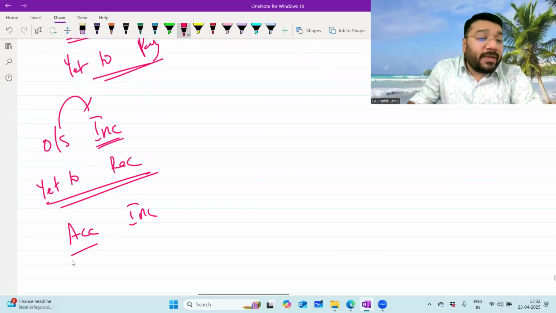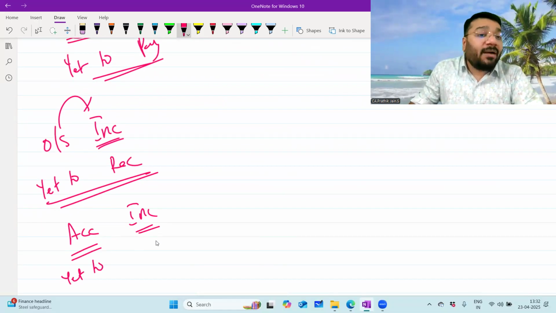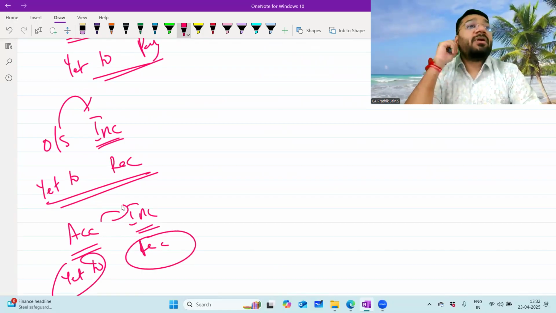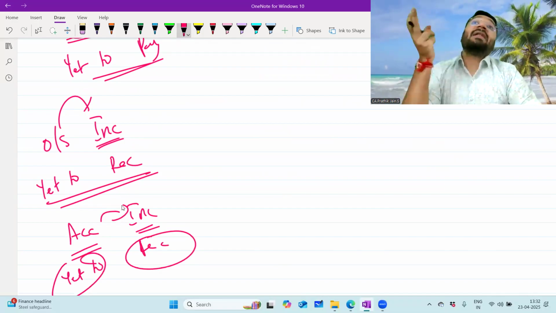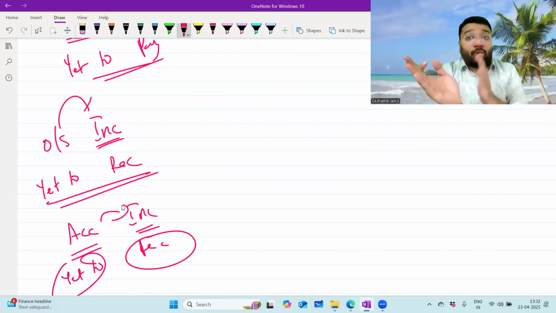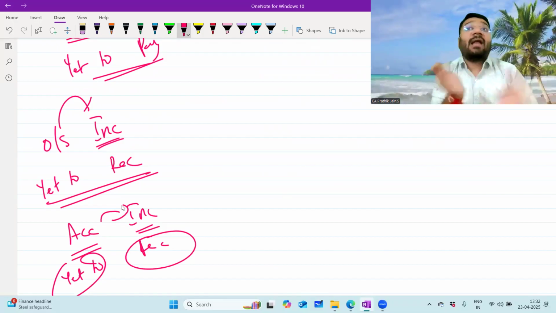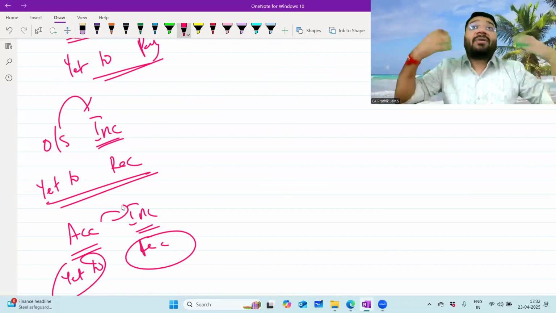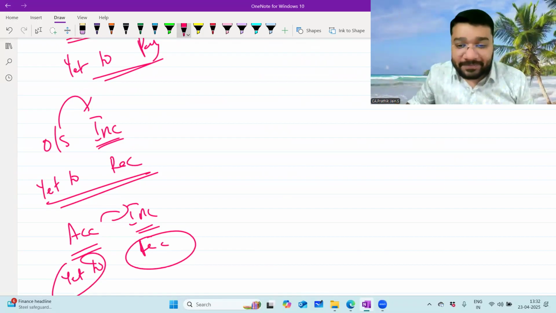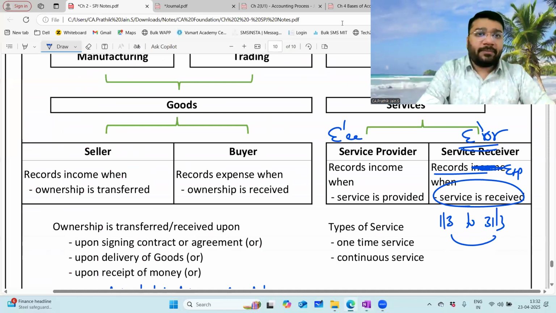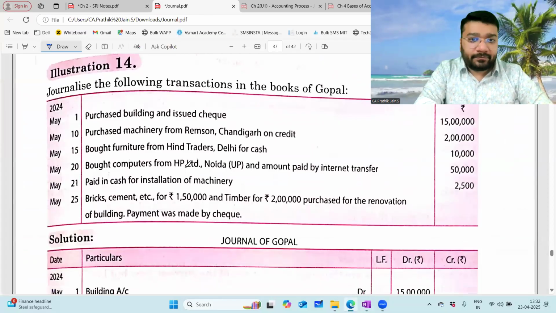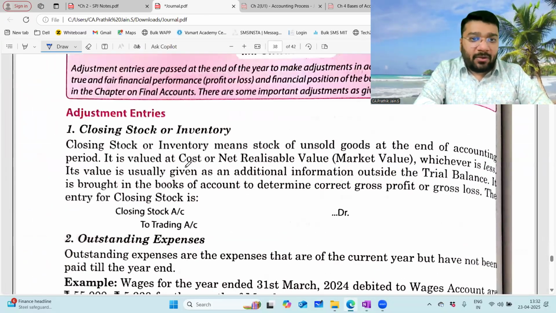Accrued income. Accrued means what? Yet to. Income means what? Receive. Yet to receive income, accrued interest. Now in your final accounts, they will interchange the words and give you. So don't think that outstanding is only related to expenses, accrued is related to income. It can be interchanged because they become grown-up people, mature people. So you have to understand the logic behind it. Don't memorize by heart. If this is clear, can I go forward? Online people, if this is clear, can I go forward? Yes, sir. Good morning, sir.